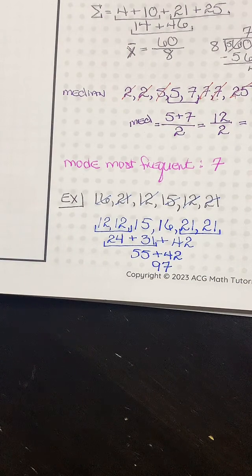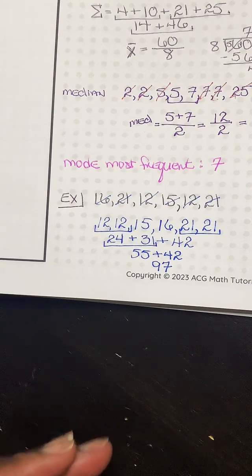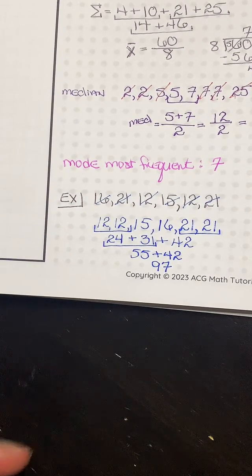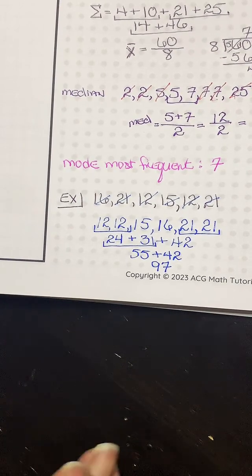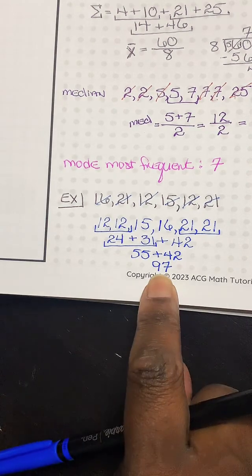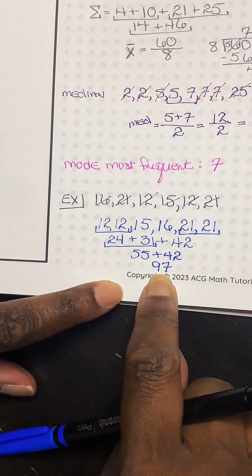Okay, yep. So you put it in numerical order, Lisa, because when it's time for you to find the median, the middle number, they have to be in order. For mean, it doesn't have to be in order. The mode is not 97. This is us adding together to find our mean.